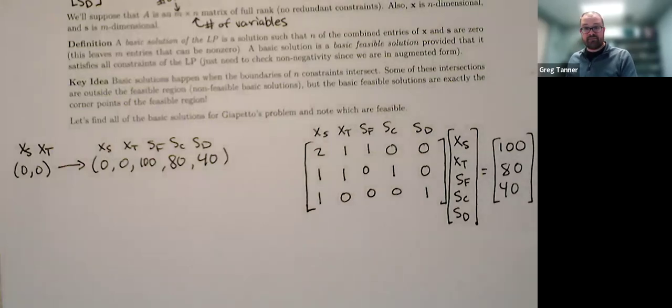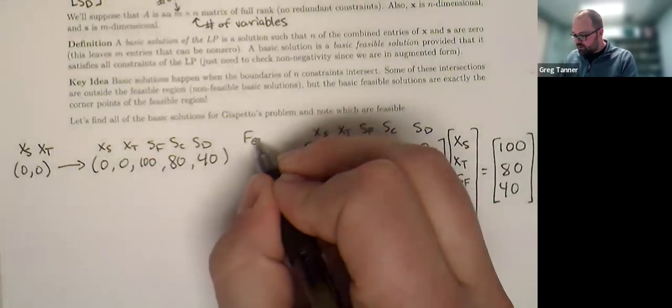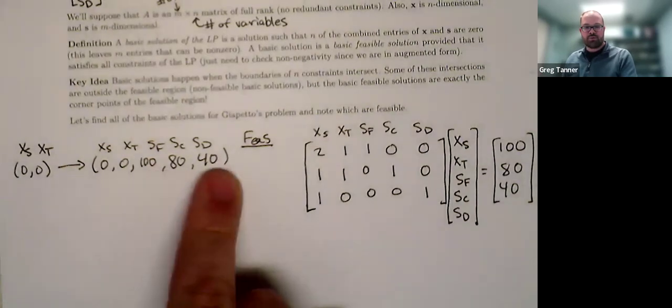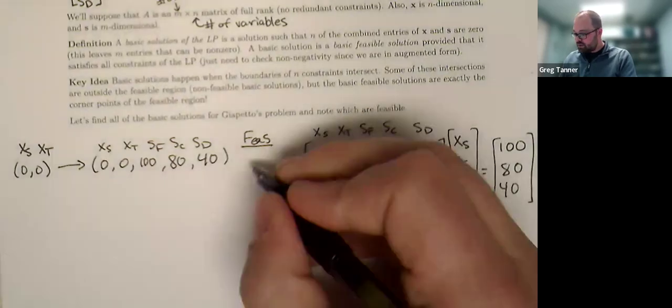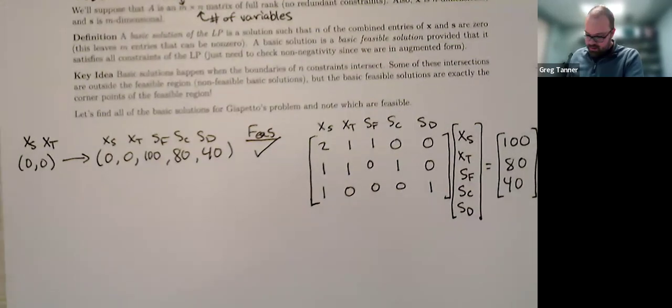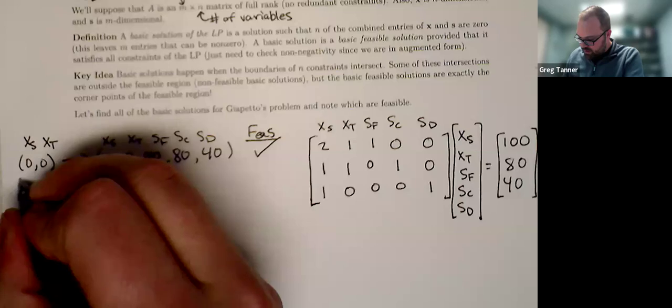And is it feasible? Now to check, all we need to check is, are there any negatives? In this case, no negatives, so yes, it's feasible. Okay, that was maybe an easy one. Let's do the next one, or a next one.